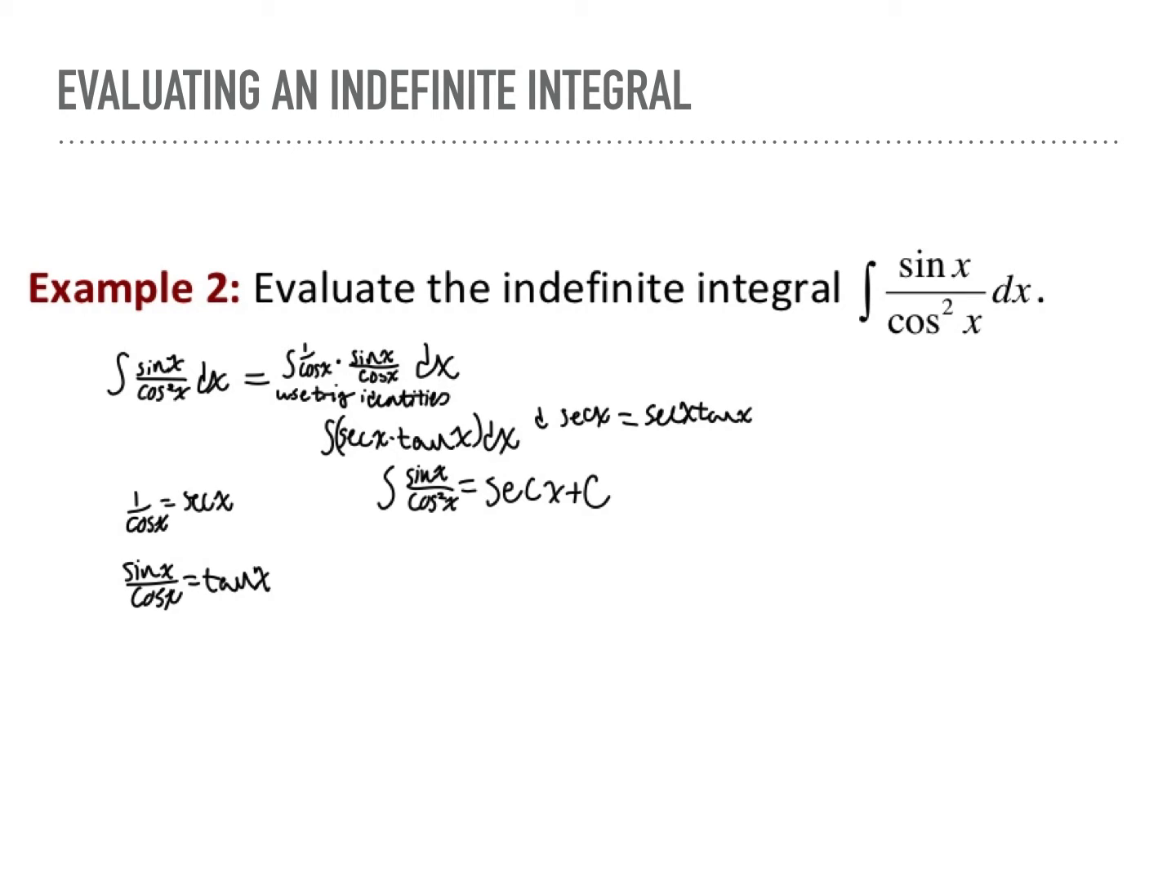So let's look at an example of evaluating an indefinite integral: sine x over cosine squared x dx. First, we use the trig identities to rewrite it as the integral of 1 over cosine x times sine x over cosine x dx. And then we can simplify it to secant x times tangent x dx, and the derivative of secant x is secant tangent. So when we plug that in, it becomes secant x plus c.